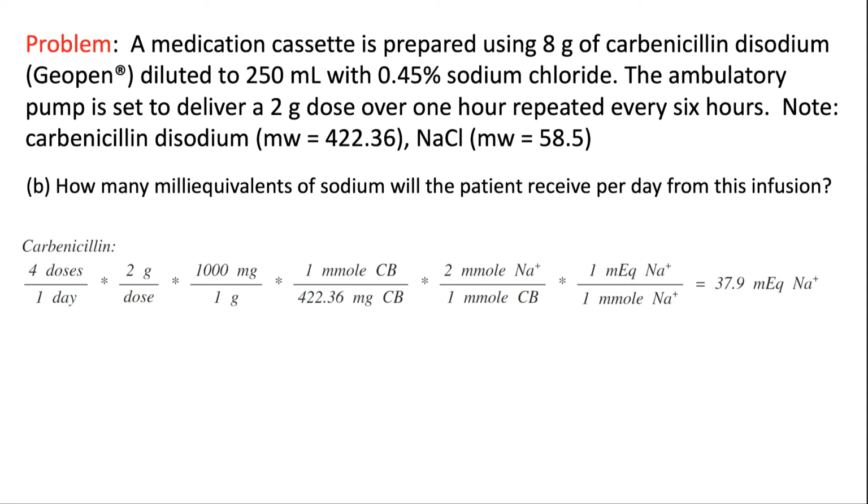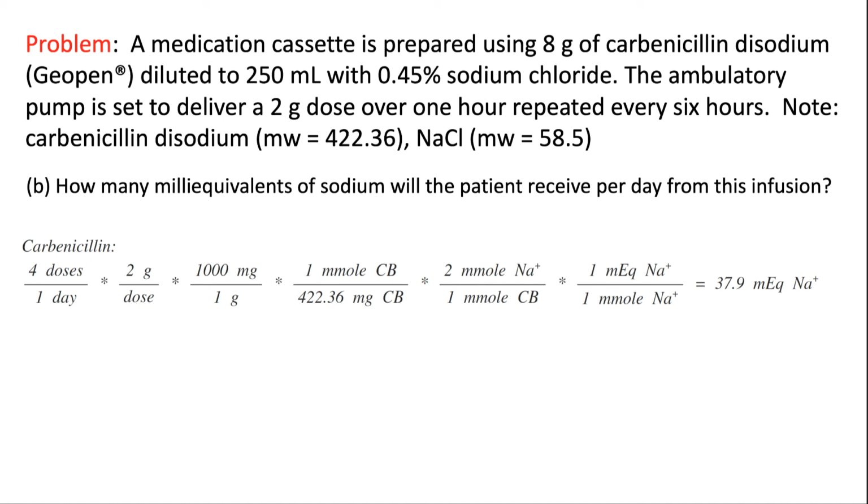Now we can convert grams to milligrams by multiplying by 1,000 milligrams per gram. We're in units of milligrams. Let's convert that now to the number of millimoles, or the number of molecules of carbenicillin, by dividing by its molecular weight, which was 422.36 milligrams. Milligrams cancel. I'm in the number of molecules of carbenicillin.